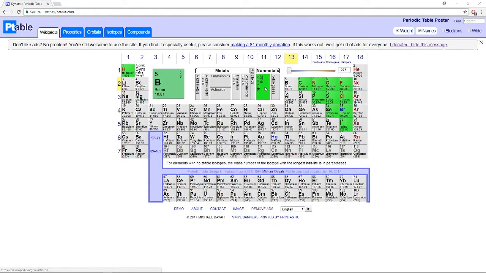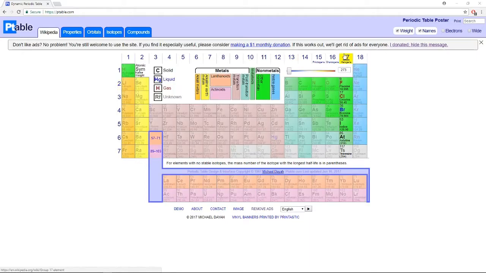This group of elements highlighted in the green, they are called the nonmetals. And also the noble gases are nonmetals, but we call them noble gases. And if you notice, on the top left is hydrogen. Hydrogen is an element that's part of the nonmetal group.